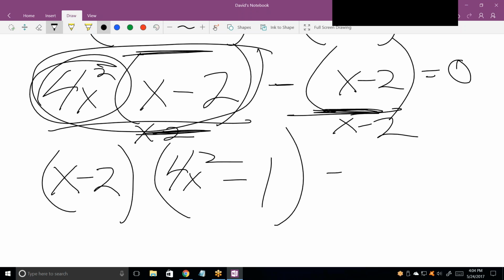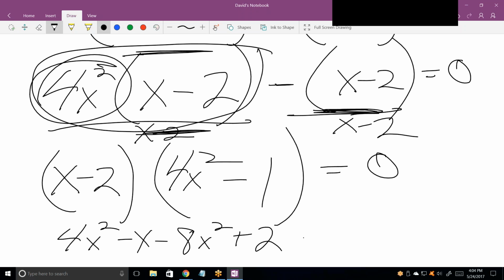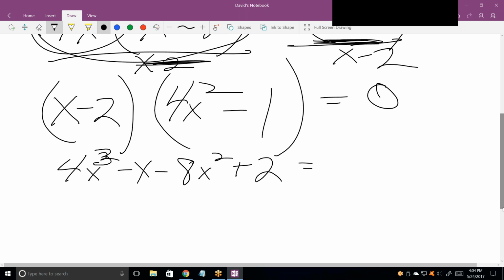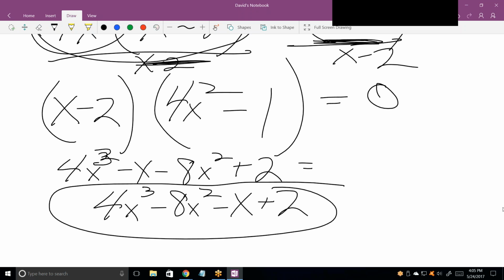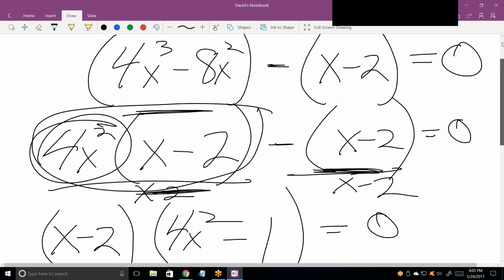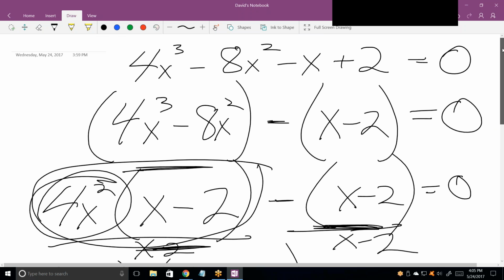Well, notice why. If you're unsure about this, let's multiply these two terms back together again. Well, what do I get? I get 4x squared minus x minus 8x squared plus 2, which is 4x cubed minus x minus 8x squared plus 2. Okay? Well, that turns into 4x cubed minus 8x squared minus x plus 2. That should be what we started with. And it is: 4x cubed minus 8x squared minus x plus 2.